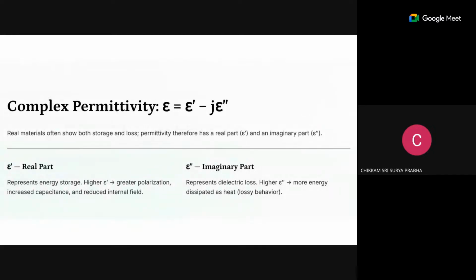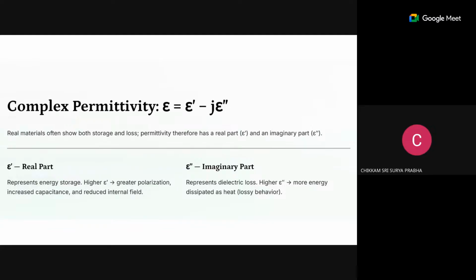Now, real materials are not purely real, so they have both real and imaginary parts. So we have a term called complex permittivity, which means it has both a real term and an imaginary term. We can express this epsilon as epsilon dash minus j epsilon double dash. Here epsilon dash is the real part and epsilon double dash is the imaginary part.